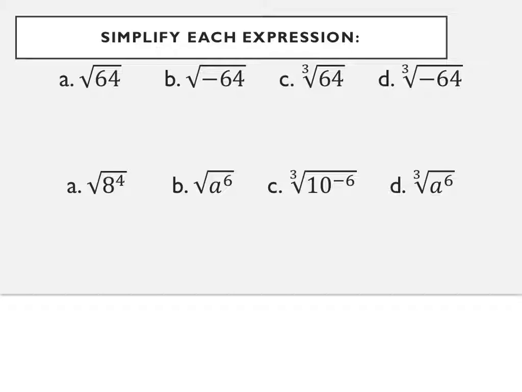So a, square root of 64, we know this, it's 8. B says the square root of negative 64, and some of you are probably like, oh, negative 8, yay! But if you put that into your calculator, you will realize that it's going to say error. This is not a real number, so you're going to write not real. He's really imaginary, and we'll get into that later.